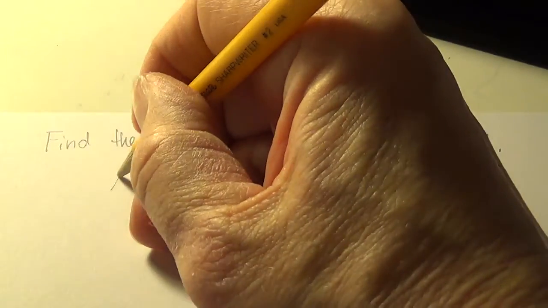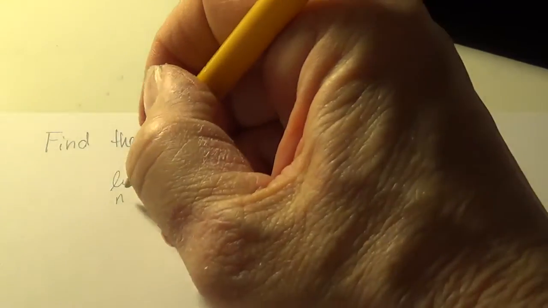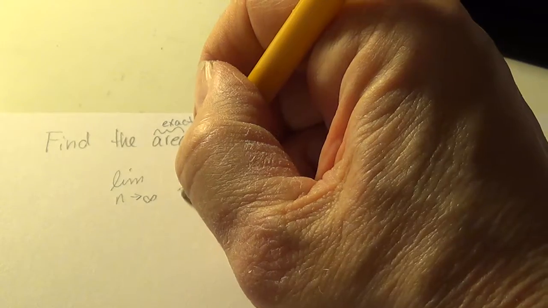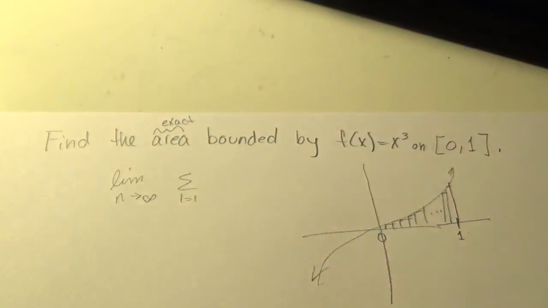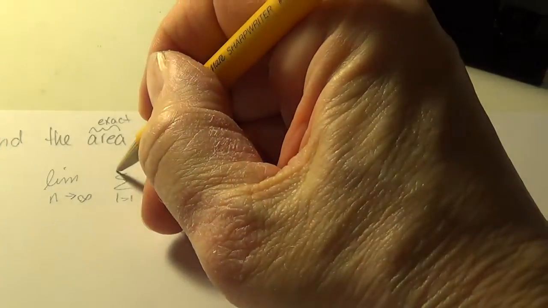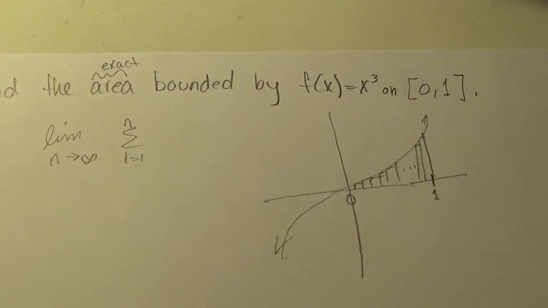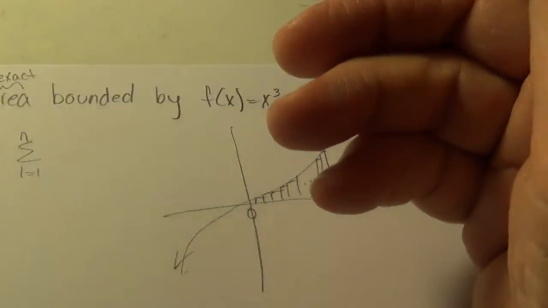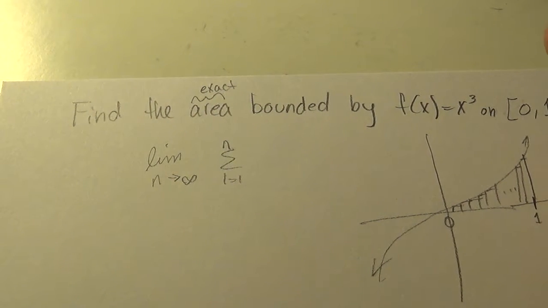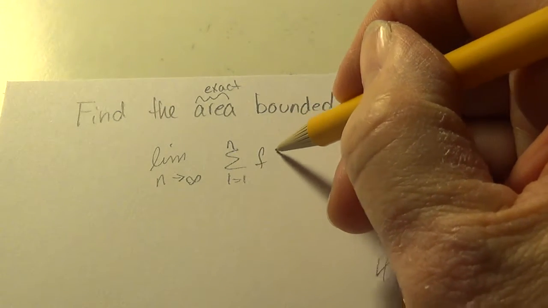So as we said, we're going to take the limit as n approaches infinity. And we're going to sum up all of the rectangles from 1 to n. Let's see if I can get this in a little better. 1 to n. And in general, we're going to take the evaluation.